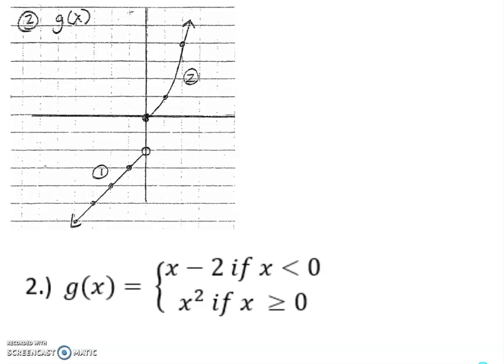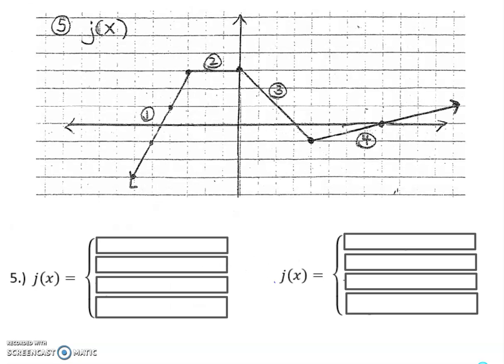We're going to skip on down to number 5. Notice how many pieces number 5 has. It has 4 pieces, which means we're going to have 4 lines in our function for j of x. Okay, so I'm going to tell you on this one that there's multiple answers you can have, and you'll see why here in just a second.